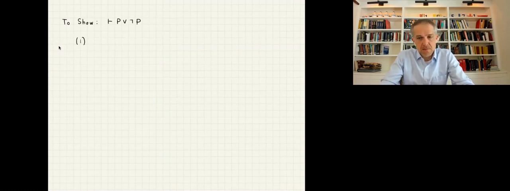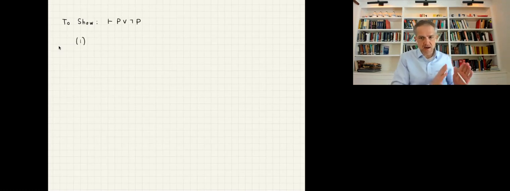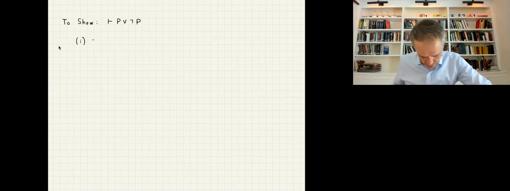Now, this is just like the previous one in the sense that if you try to somehow get P and then do or introduction, it's not going to work. You can't prove P. You can prove P or not P, but you can't prove P. You can't prove not P, but you can prove P or not P. So we're not going to try to get P. We're not going to try to get not P. We're just going to see that assuming the negation of this thing leads to a contradiction. Okay, so if we assume not P or not P, we're going to see that we end up with a contradiction.